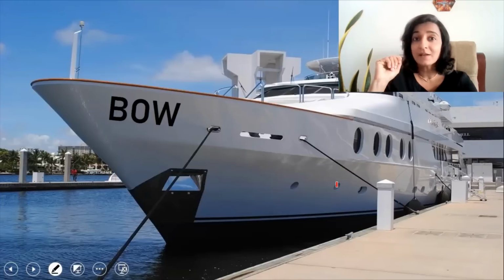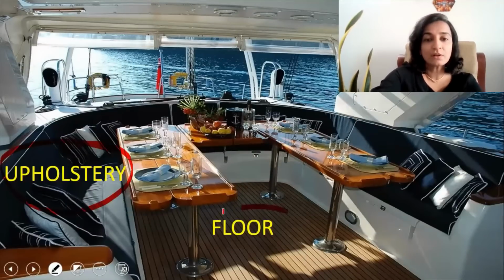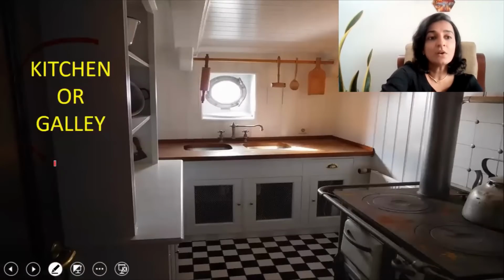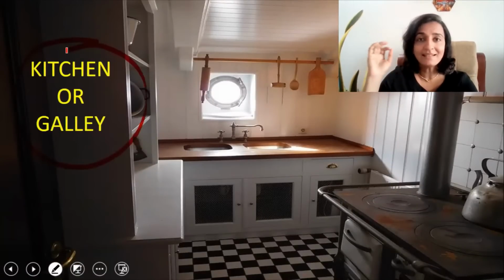Now let's take a look at the interior of the yacht and see which areas need renovation. So the upholstery has to be changed, the flooring has to be changed. And if you notice here, the floor color is a tan color, and the kitchen or the galley also needs to be renovated. Galley is nothing but the kitchen of a ship.